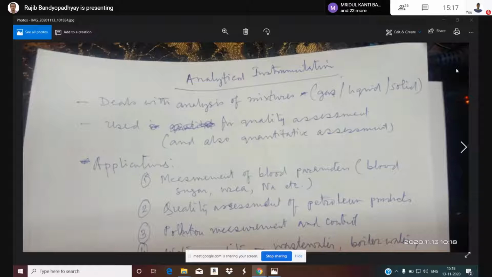Unless and until you analyze the compounds or the product that you are manufacturing, you cannot ensure the quality. So you need this type of instrument to find out what the different compounds or elements present in that particular product are. That is also true for quantitative assessment, as I just mentioned about the paracetamol tablet. There are a number of applications: measurement of blood parameters, blood sugar, urea. It's just a repetition of what I've told. Quality assessment of petroleum products.